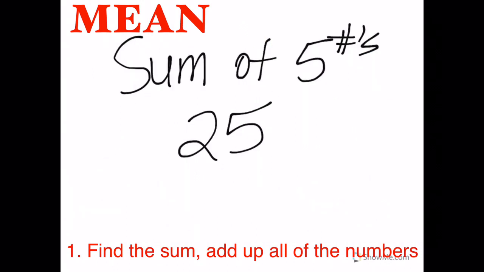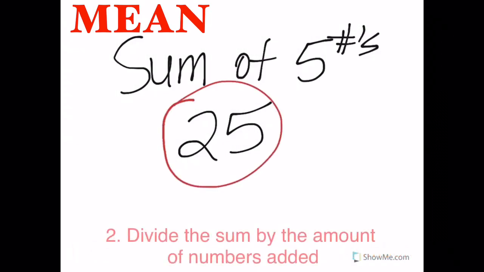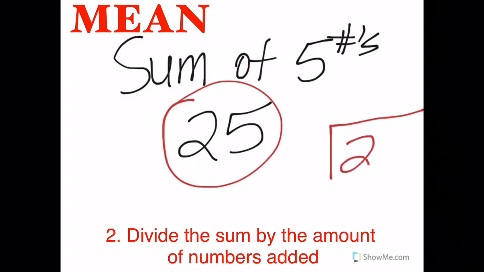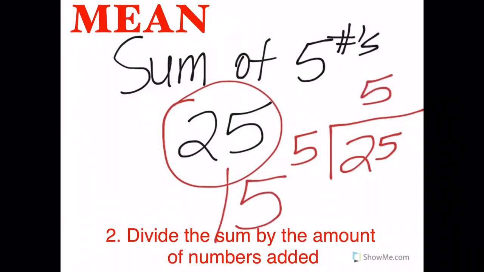Okay, now that I know that I have added 1, 2, 3, 4, 5 numbers up, I am now going to take this 25 and I'm going to split it up evenly amongst 5 different numbers. Okay, so 5 goes into 25 5 times. That is where that 5 came from that I was showing you in the video.